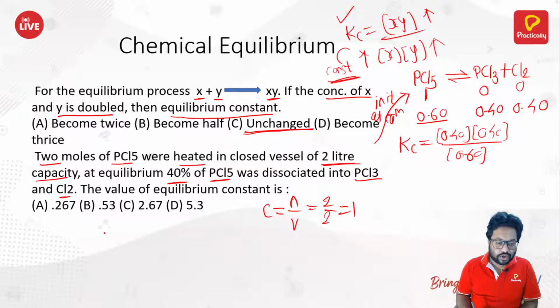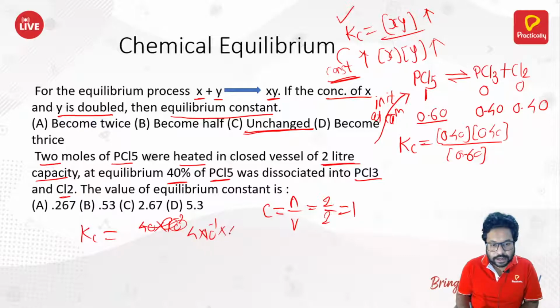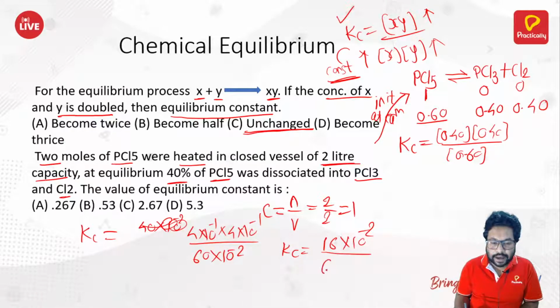Now you can always solve it this way. Kc is 40 into 10 raised to minus 2, or let's make it 4 only. 4 into 10 raised to minus 1 into 4 into 10 raised to minus 1, divided by 60 into 10 raised to minus 2. So your Kc is equal to 4 into 4, 16 into 10 raised to minus 2, divided by 60 into 10 raised to minus 2. The 10 raised to minus 2 gets cancelled.